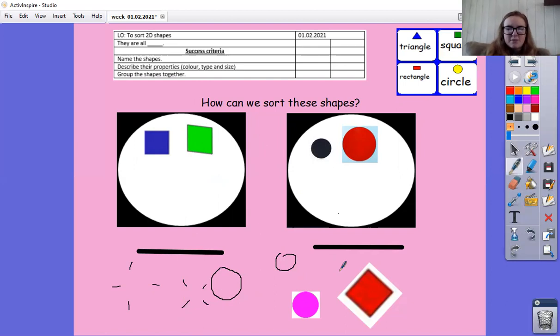Let's look at this shape. This shape has got one curved side all the way around. This shape is a circle. Fantastic. Put it in with the other circles.